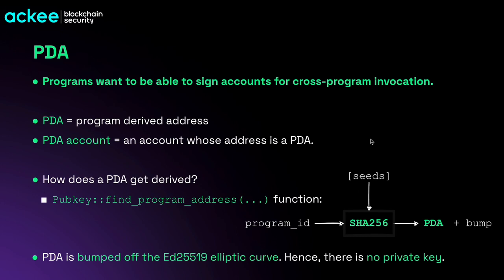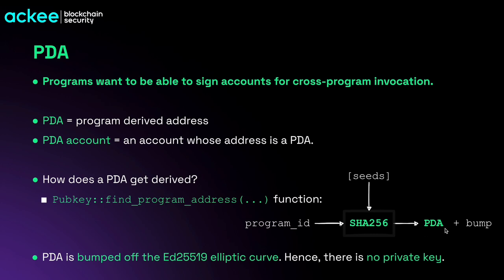So let's just recap this a little. Programs want to be able to sign for accounts for cross-program invocation. PDA is a program derived address. It is the actual address of our PDA account. On the other hand, a PDA account is an account whose address is a PDA. Now, how does a PDA get derived? As I said before, the PDA gets derived from our program ID and the array of seeds that we specify, and then using the SHA-256 function, we combine it with our program ID and we have a PDA as a result.